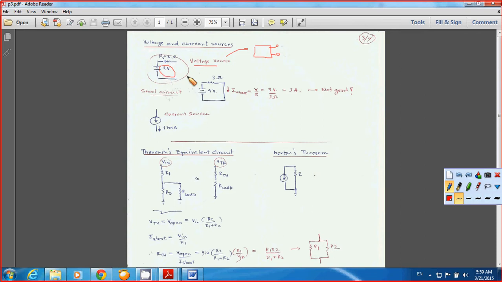For the 9-volt battery with an internal resistance of 3 ohms, when you short circuit, you're going to have Imax equal to V over R. That means 9 over 3 ohms, which gives you 3 amps.